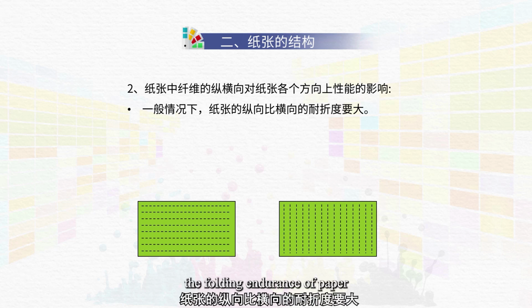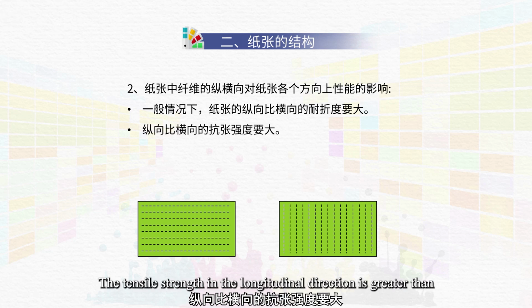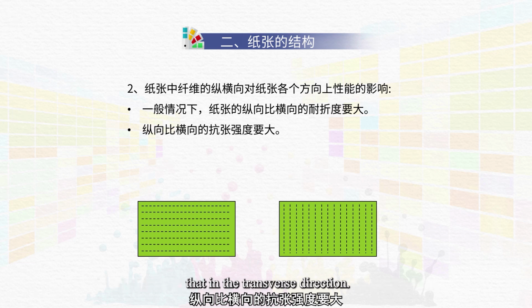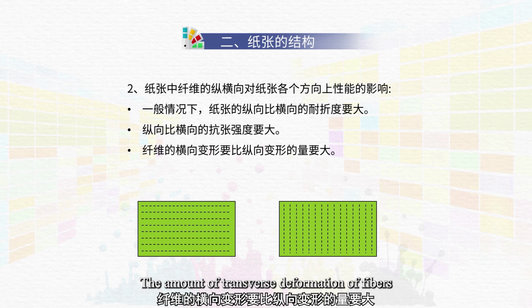Generally, the folding endurance of paper in the longitudinal direction is greater than that in the transverse direction. The tensile strength in the longitudinal direction is greater than that in the transverse direction. The amount of transverse deformation of fibers is larger than that of longitudinal deformation.